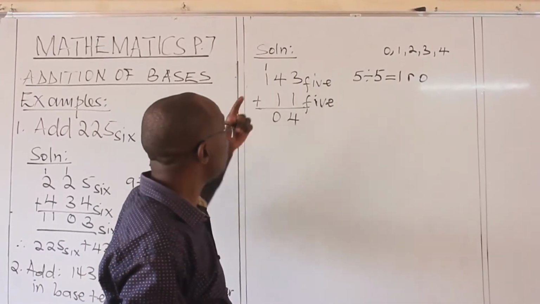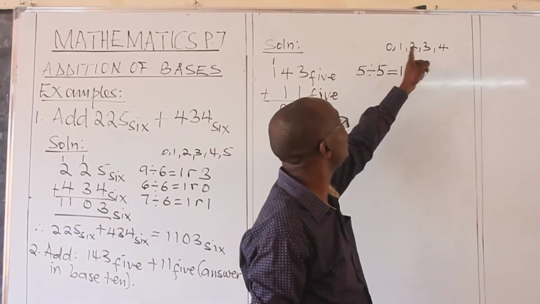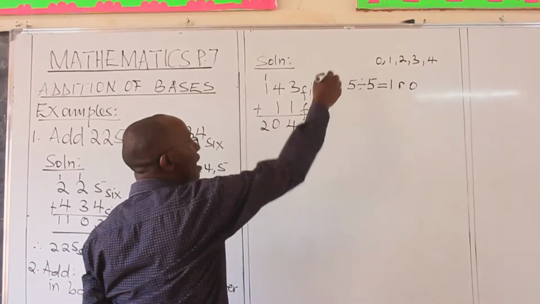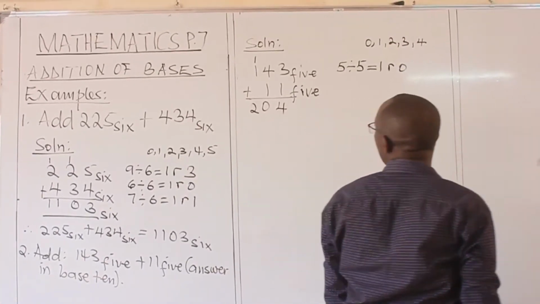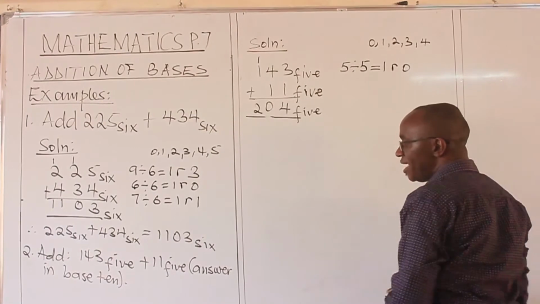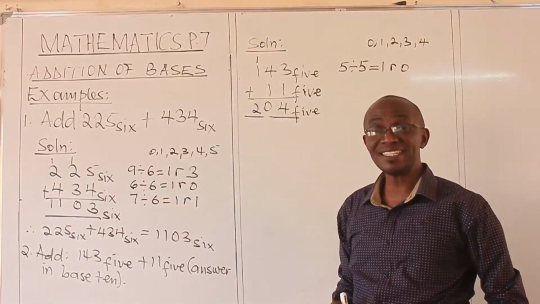1 plus 1, 2. Can we write 2 in base 5? Yes, because it is less than 5. It is less than the base, which is 5. So we can write 2. Remember, these are the digits that are written in base 5. So that means the instruction is answer in base 10. Your answer should be in base 10.